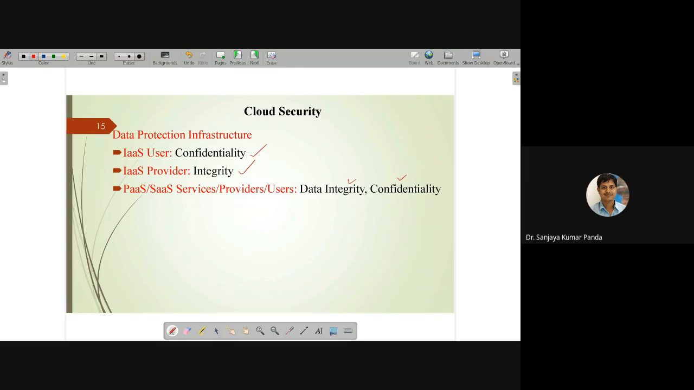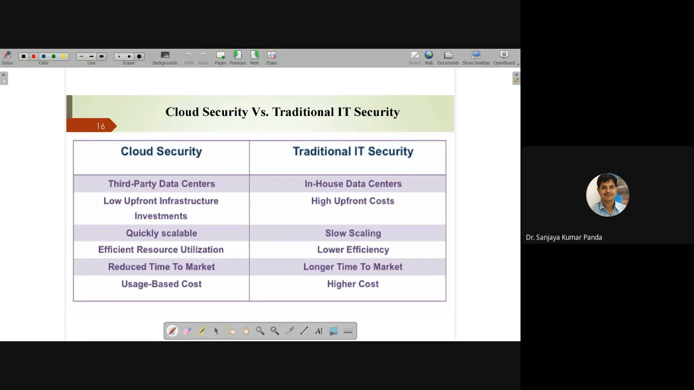But if you compare cloud security with the traditional IT security mechanism, you will find these are some of the differences. In the cloud security case, we have third-party data centers like Google and Amazon. They are maintaining the data center. But in traditional IT security, you have your in-house data centers, right?